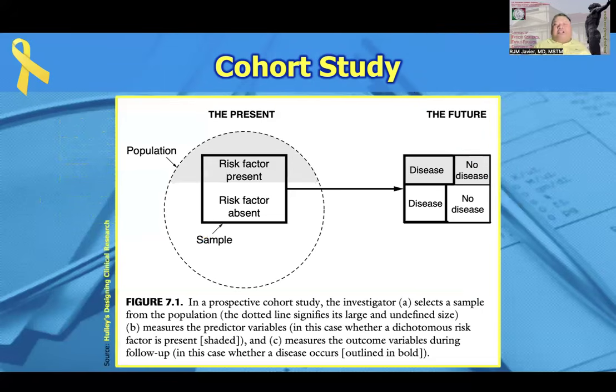So this is now the general schema of a concurrent cohort study. Look at the time profile now. Look at the temporality. From the present, we now go to the future. Remember, in a case control study, at present, you go back in time. In a cohort study, you begin with the present and then you follow up your patient going to the future to see who among them will develop the disease and who will not develop the disease.